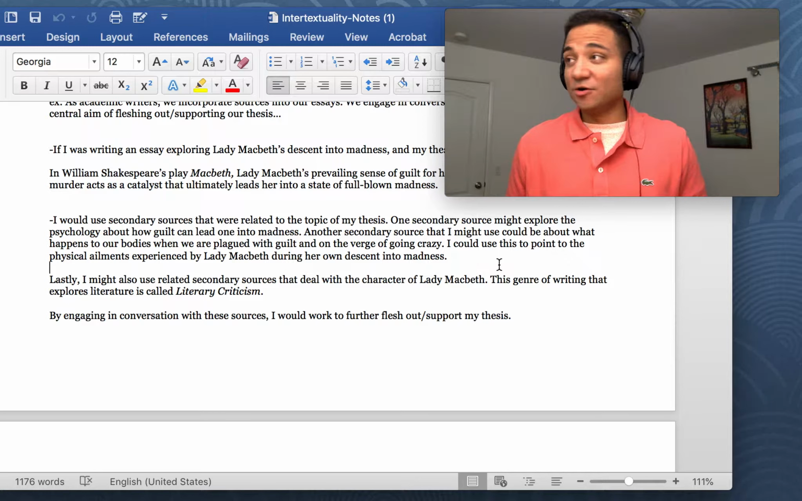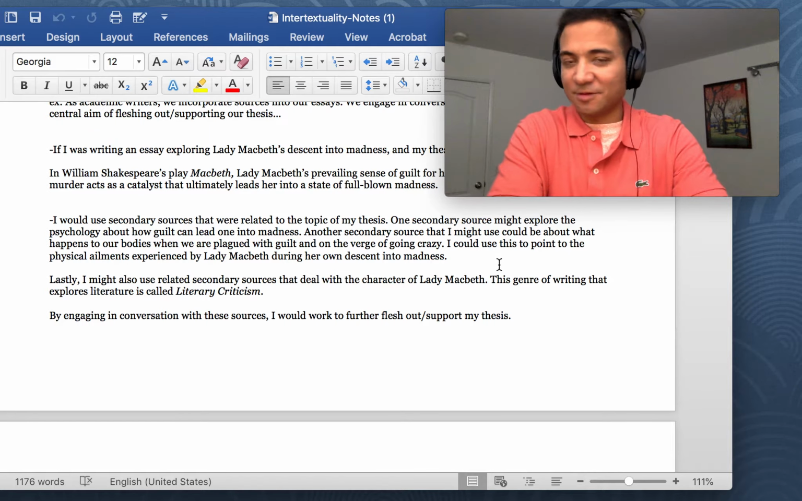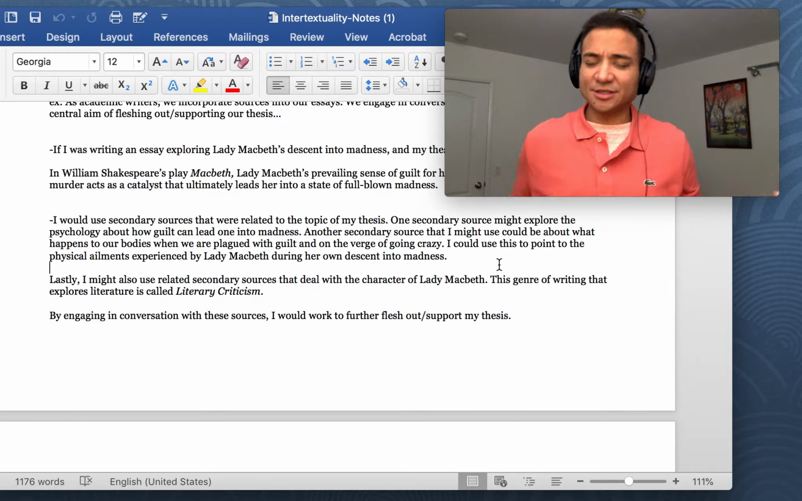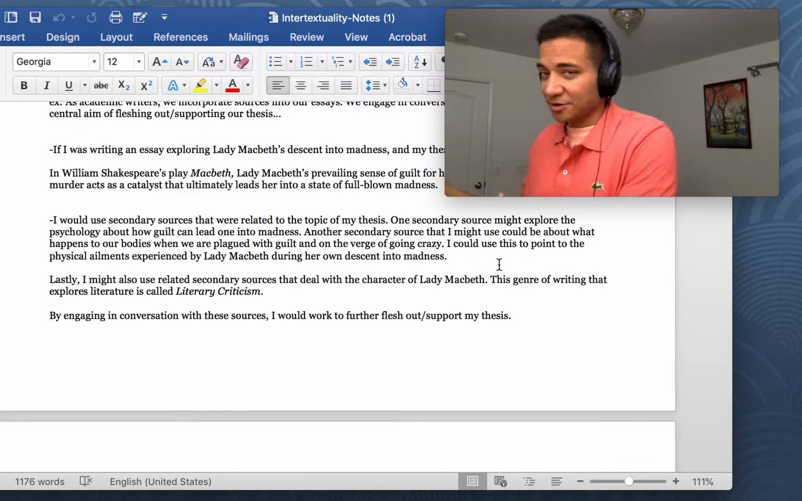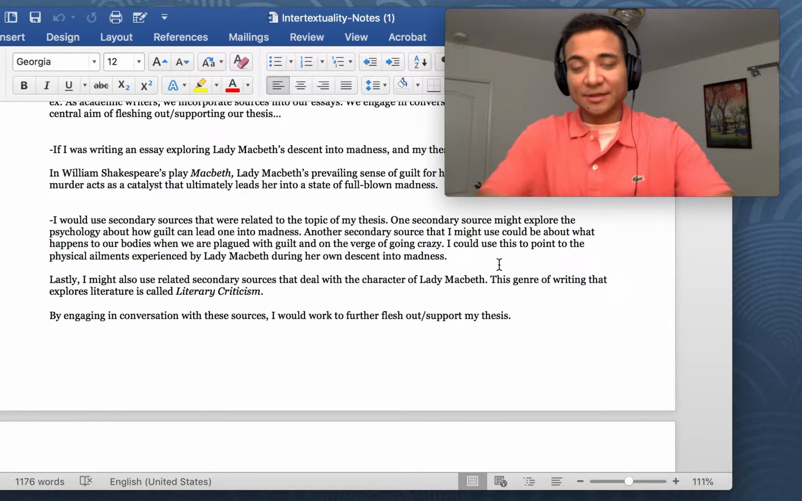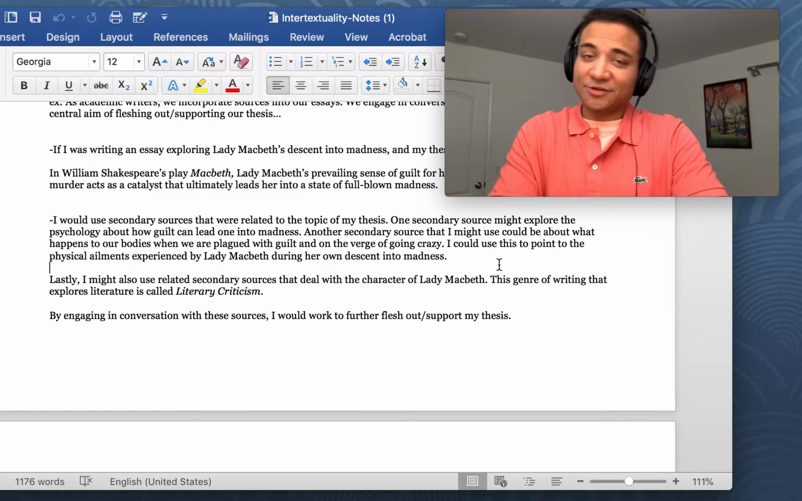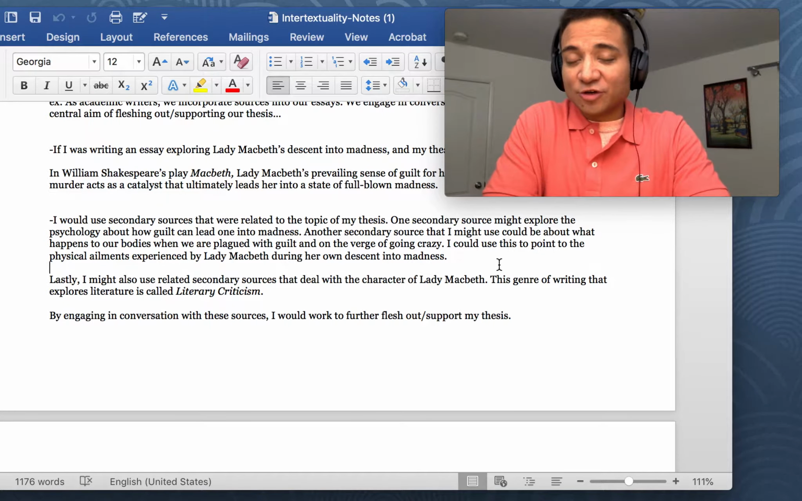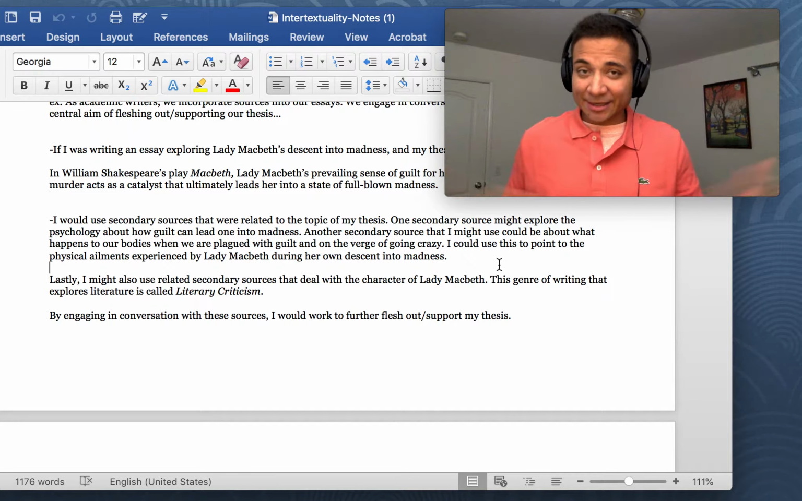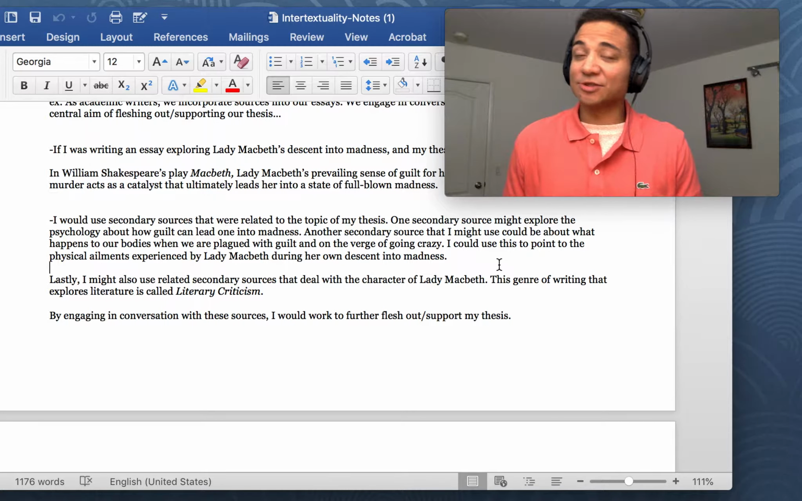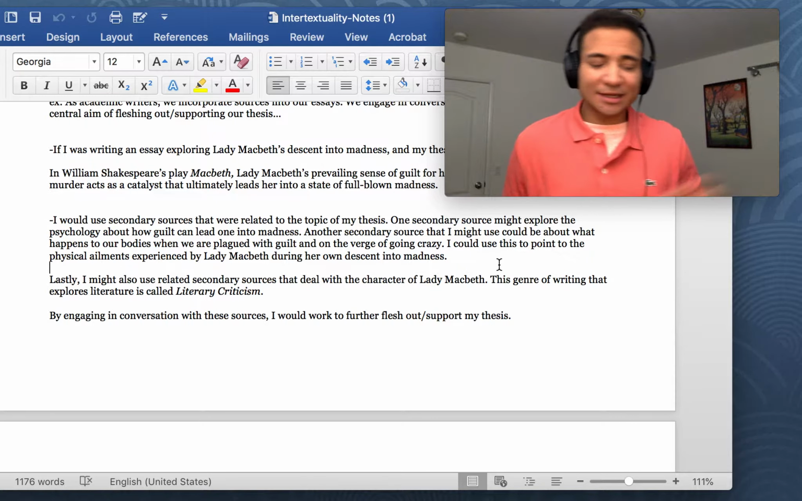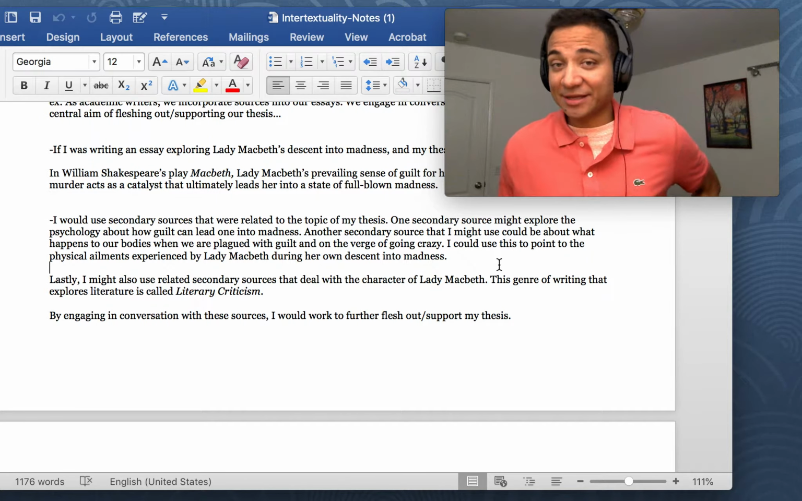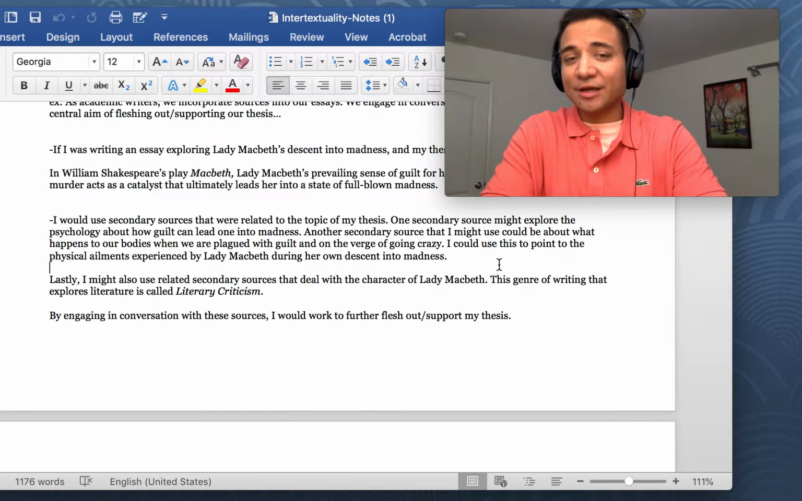So those articles, they have nothing to do with Macbeth. Instead, they have to do with guilt. It's just a study of what guilt does to us. Physiologically, it could be one article. Psychologically, it could be another article. And we're bringing that into the conversation. Why? Well, because if we're trying to prove that she loses it and goes mad, then if I could find some sort of evidence that feeling so guilty can lead a person to madness, then that would help to support my point.